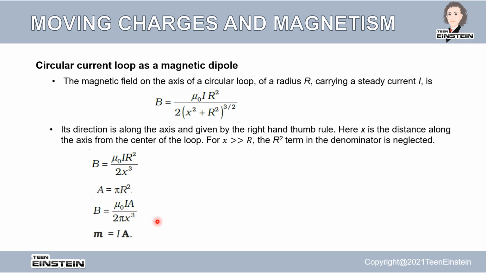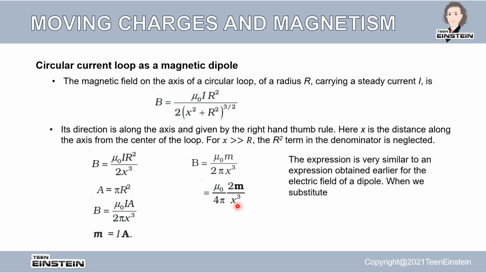Now we know that M equal to I multiplied by A. What is M here? Magnetic moment, which is equal to current multiplied by the area of the loop, right? So now let's substitute, instead of this IA, let's substitute M here. Then we finally get B equal to mu 0 M divided by 2 pi x cube. Now if you multiply by 2 in both the numerator and the denominator, then you get mu 0 by 4 pi multiplied by 2M by x cube.